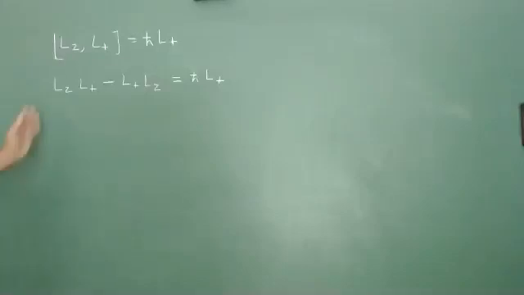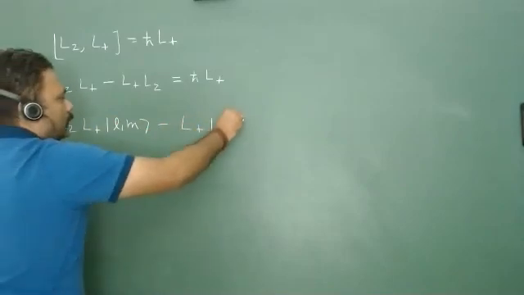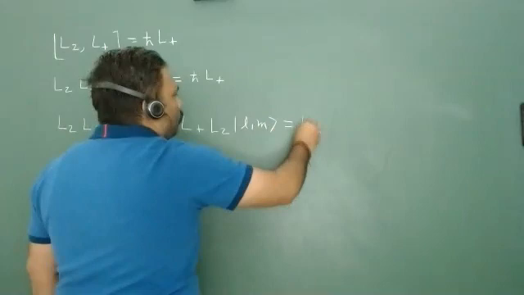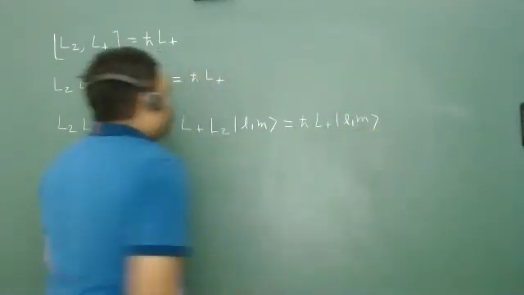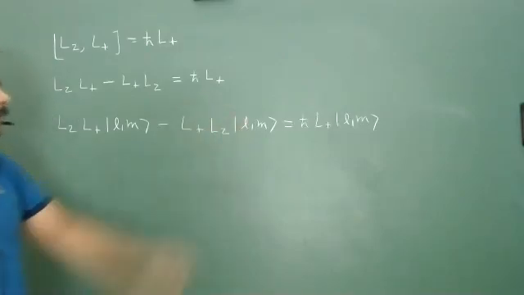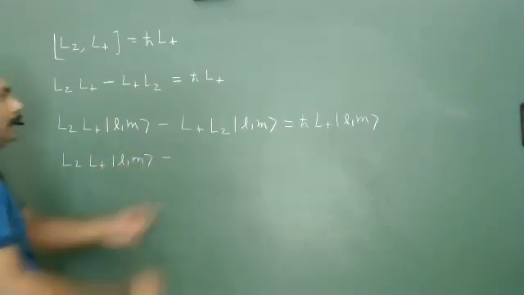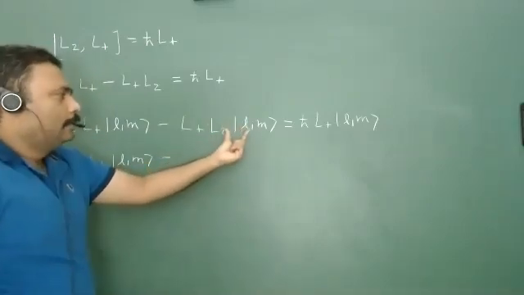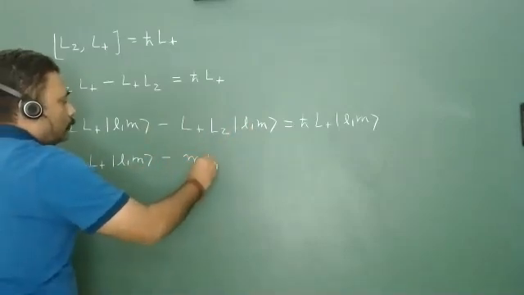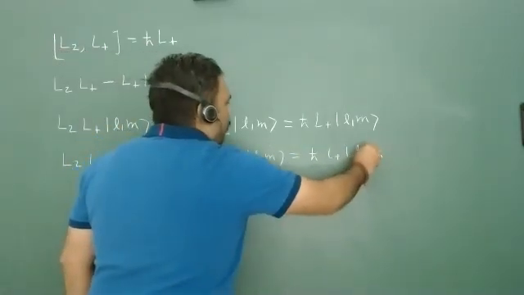What we will do, we will operate the |l, m> ket on both sides, the same thing we have done in the harmonic oscillator. So that will be Lz L plus |l, m> minus L plus Lz |l, m> equal to h-cut L plus |l, m>. And we know if Lz operates on |l, m>, it will give m h-cut |l, m>. So Lz L plus |l, m> minus, this will operate here, so we get m h-cut. So m h-cut I am taking outside: m h-cut L plus |l, m> is equal to h-cut L plus |l, m>.